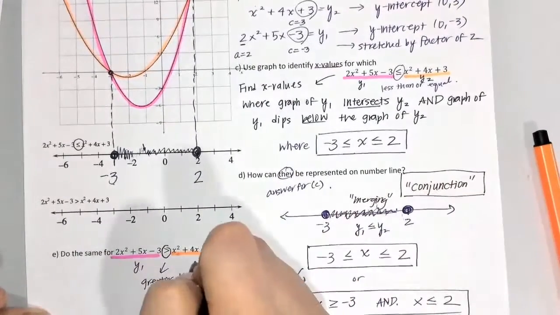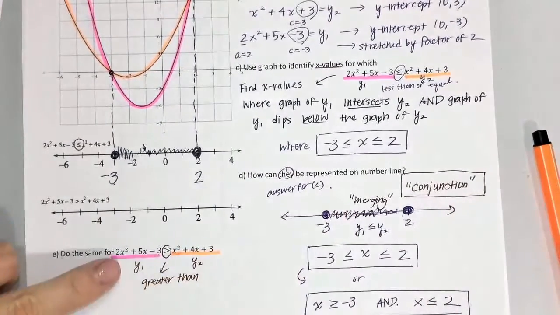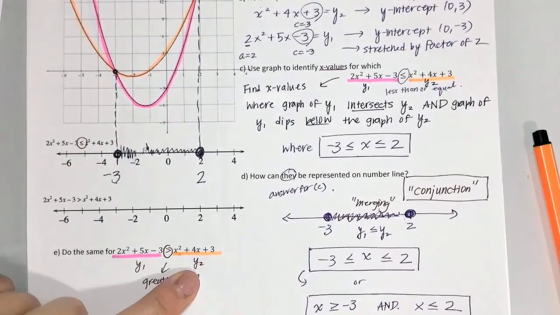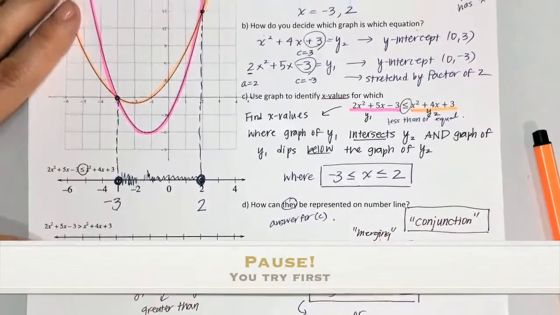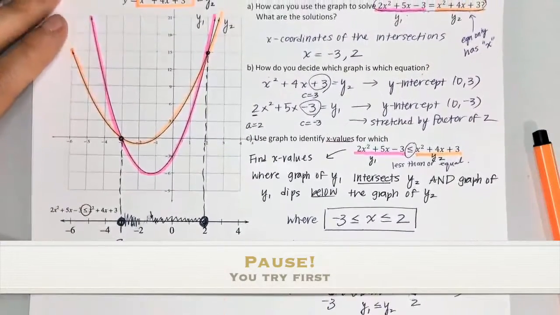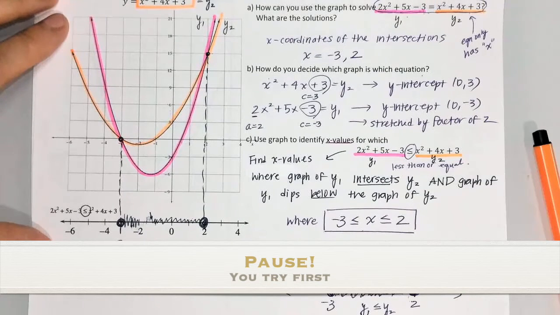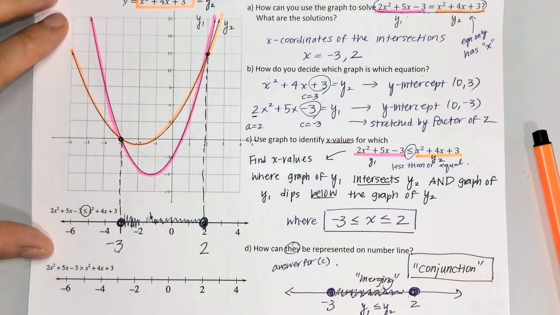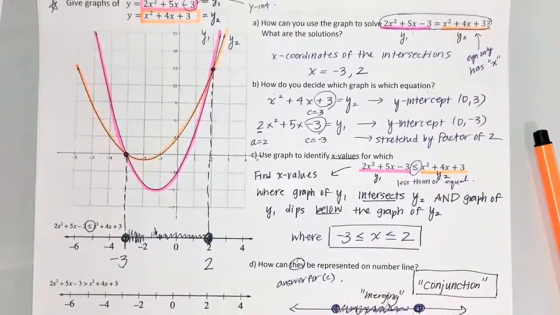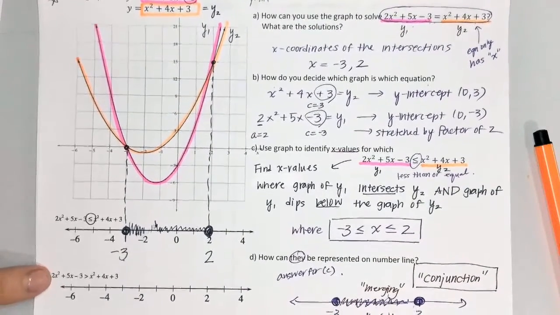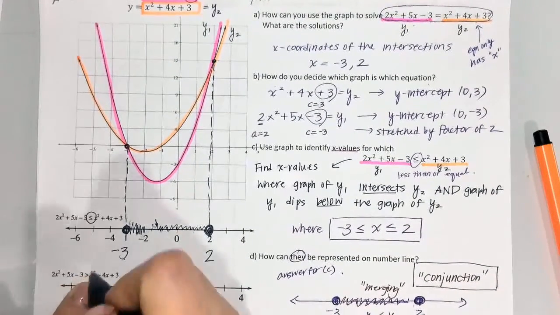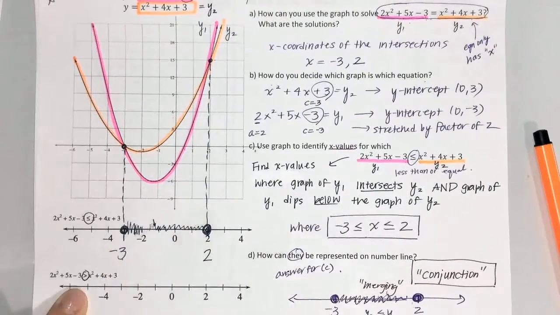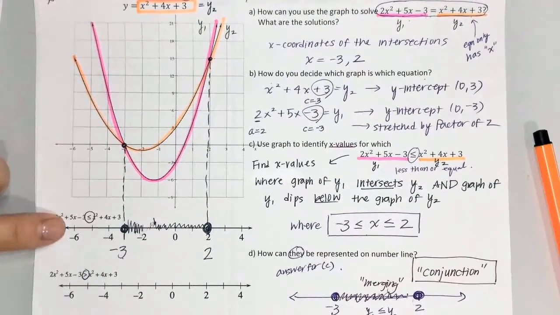Where is y sub 1 greater than y sub 2? Pause the video, take a look at it, see if you can identify where the pink graph is greater than or above the orange graph. Okay, so coming back to the graph, as you can see, here's another number line. Now we're looking at greater than, so you can use the same idea of how I showed part C.